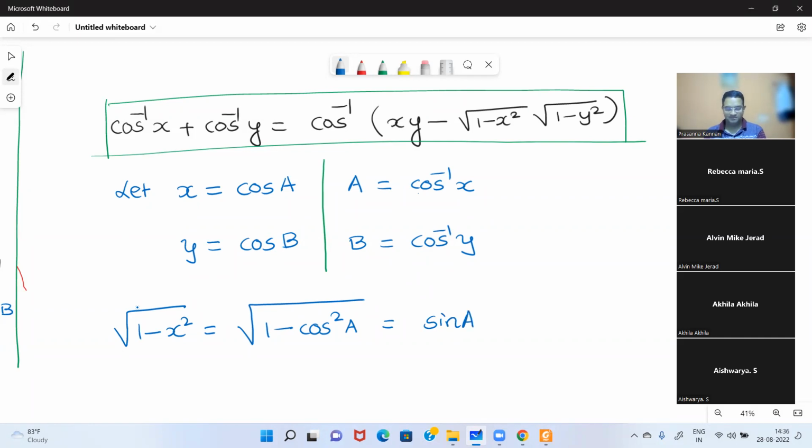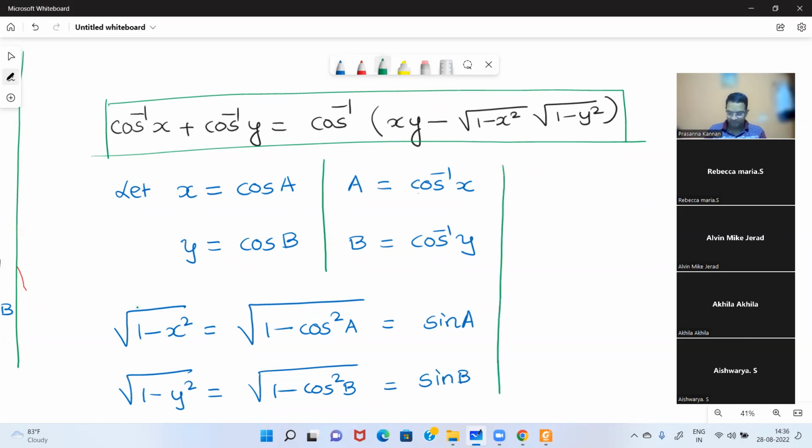Clear? Yes, sir. Similarly, can you tell me what is root of 1 minus y square? That is root of 1 minus cos square B. We know sine square B plus cos square B is 1. So 1 minus cos square B will be sine square B. Root of sine square B will be sin B. Clear? Yes, sir.